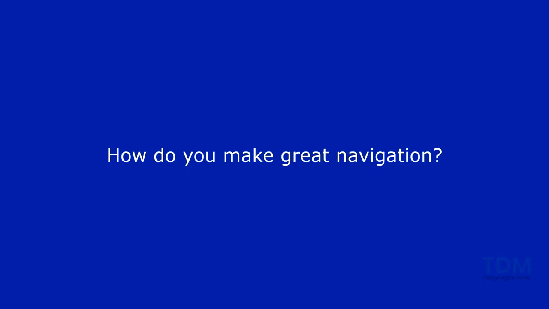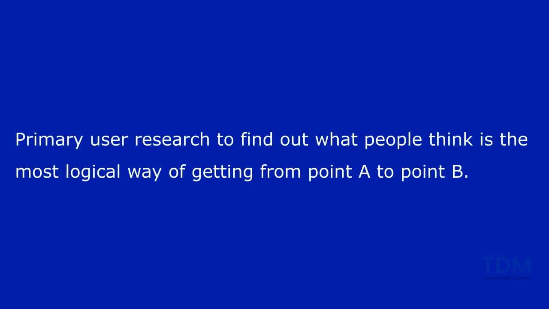Before you make navigation, you need to know what content you have and how people would get to the content most easily. That requires mapping out all your content, maybe on Post-it notes or in a spreadsheet, and doing some primary user research to find out what people think is the most logical way of getting from point A to point B. We often get people to do card sorting exercises.